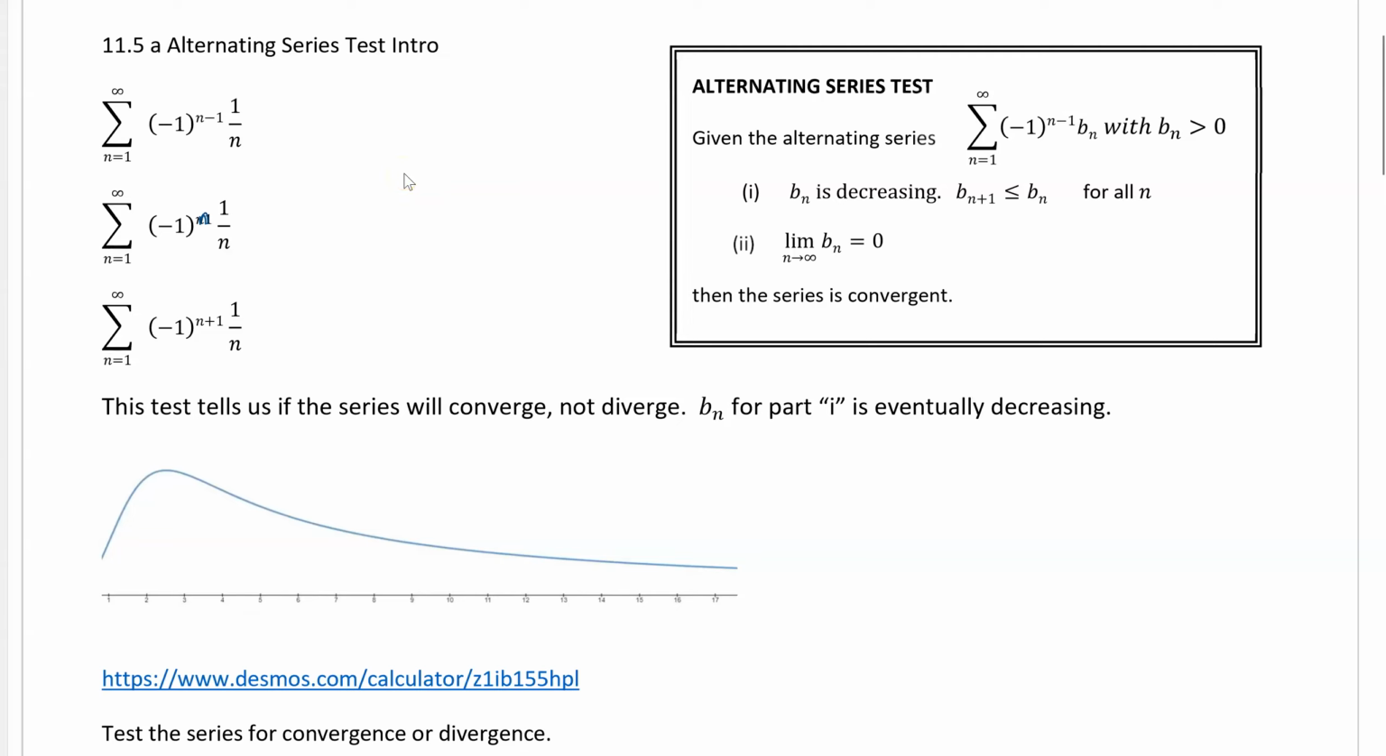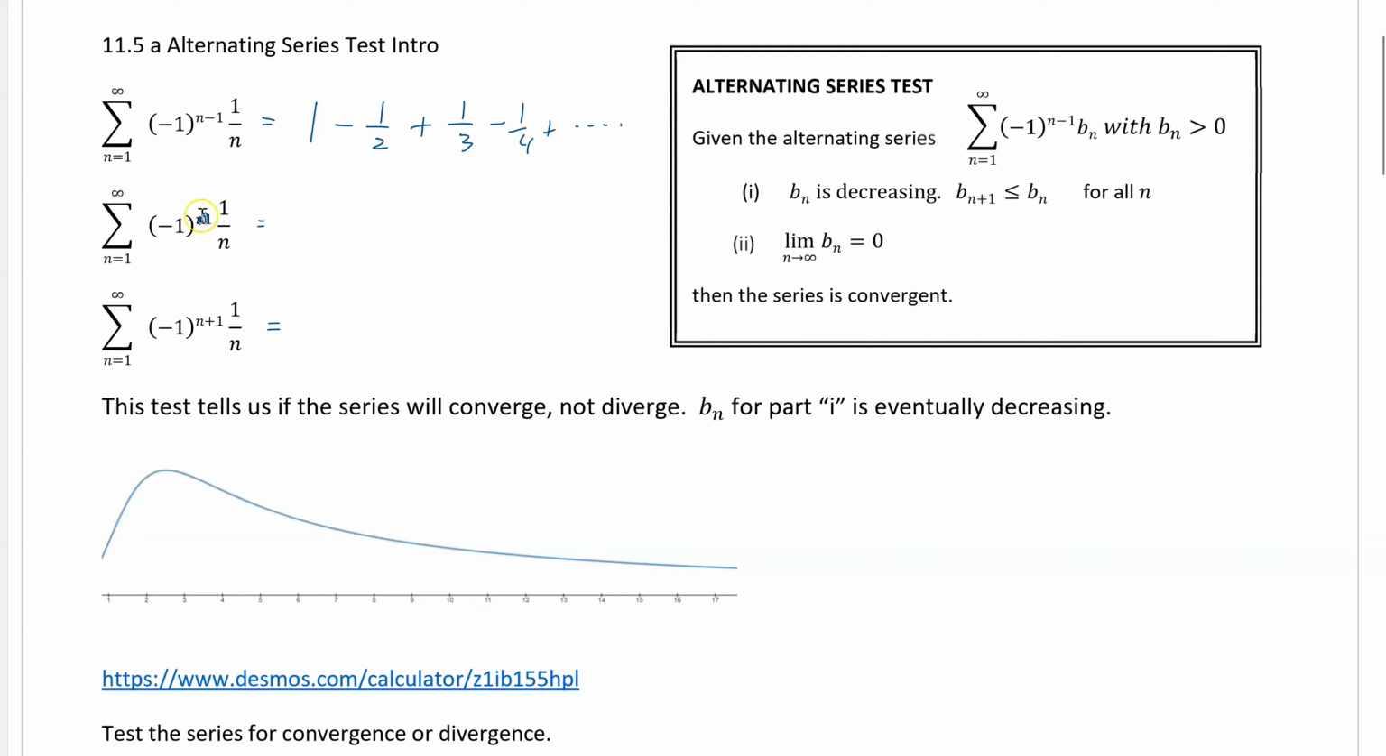All right, so this is an alternating series test intro. So I've got three alternating series here. So what are they? Well, if you were to plug n equals 1 in here, you would get 0. And so that first term would be positive. And so we're going to end up with this: 1 minus a half plus a third minus a fourth. And it will just alternate that sign as it goes off to infinity.